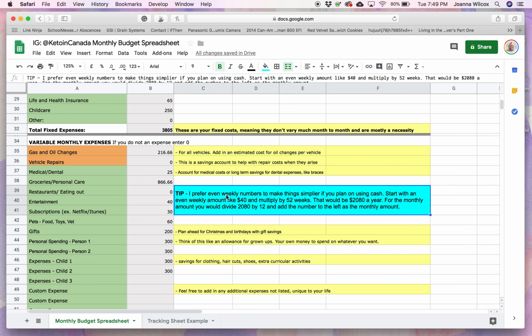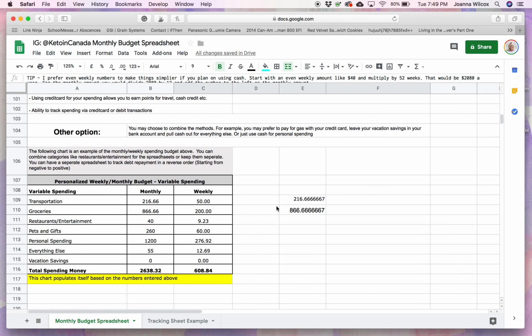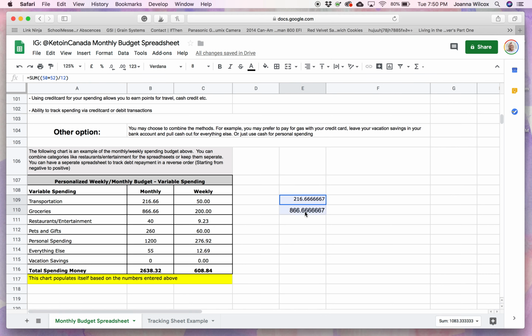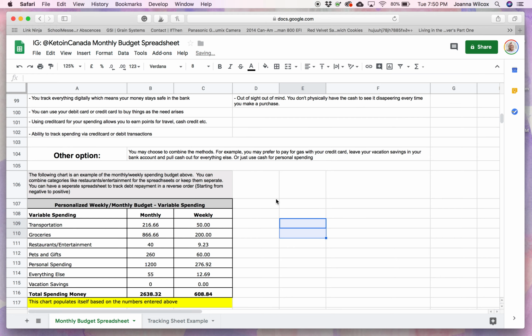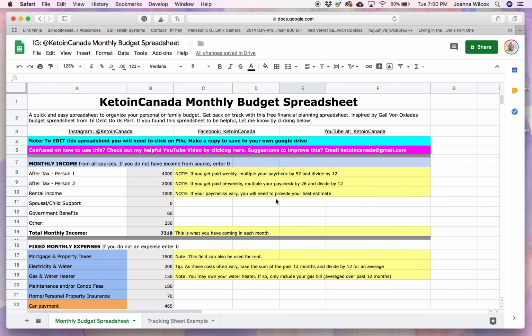Tip, I prefer even weekly numbers to make things simpler. If you want it to be $40 a week, multiply it by 52 weeks, then divide it. So you can see now, because I did what I wanted, now it's $200 a week. It's easier for me to take out at the bank, to put into envelopes and things like that. This is going to show you what your weekly spending is, what your total spending money is. And essentially, this should give you a grasp on what do I have coming in.